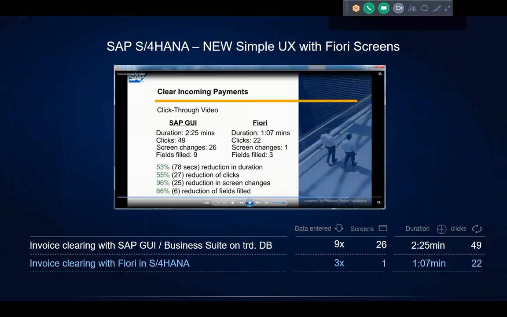So your business process, the way you do it in the front end and what actually happens in the back end, both change. Here we have SAP GUI and this is on SAP Fiori. So 53% reduction in duration, 55% reduction in clicks, 96% reduction in screen changes, 66% reduction in fields which you need to populate. This is an actual example of clearing incoming payment with ECC on GUI and using Fiori on SAP S/4HANA.